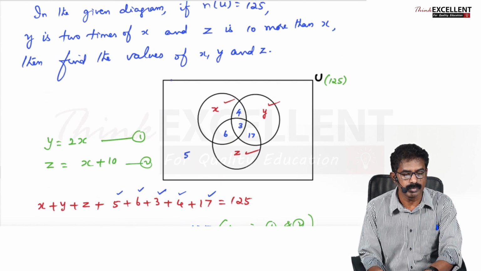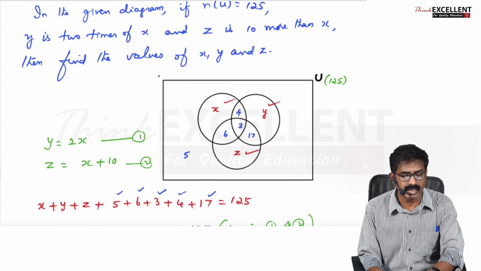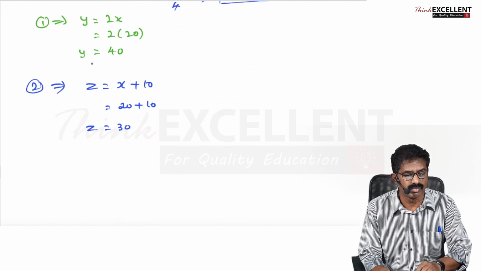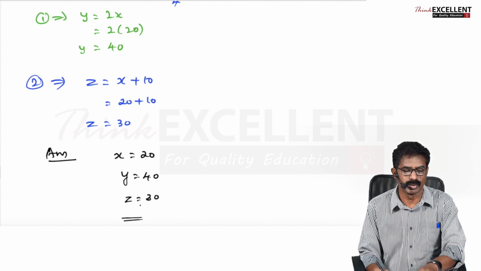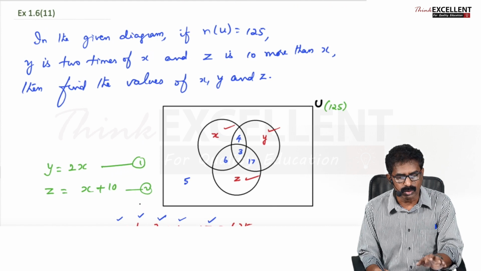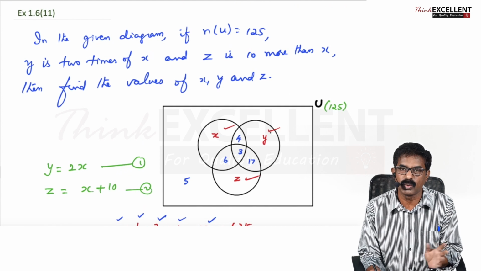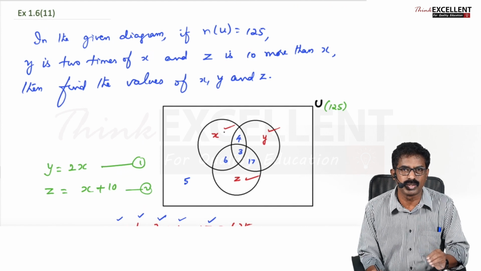See the question. Find the values of x, y, and z. So finally you write the answer. So x equal to 20, y equal to 40, and z equal to 30. So hope you understood. It's a very simple question, right? So total, if you add everything, you will get 125. Then some equations you have to form.